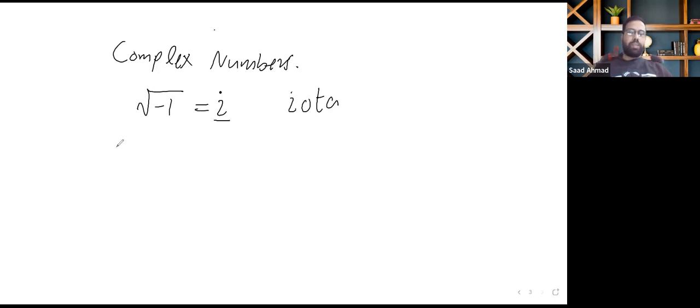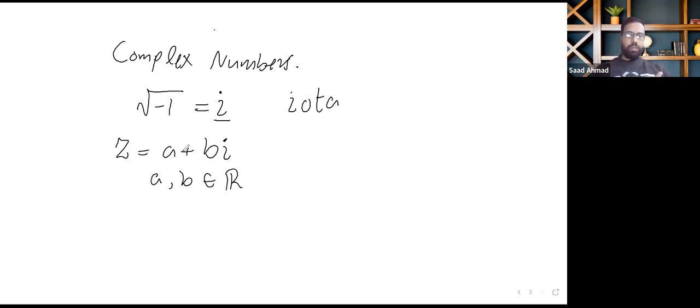The complex numbers are represented in this form: z equals a plus bi, where a and b belong to the real numbers, like 1, 2, 1.5, 2.5, anything. Like square root 2, square root 3, it can be anything. a and b are the real numbers.